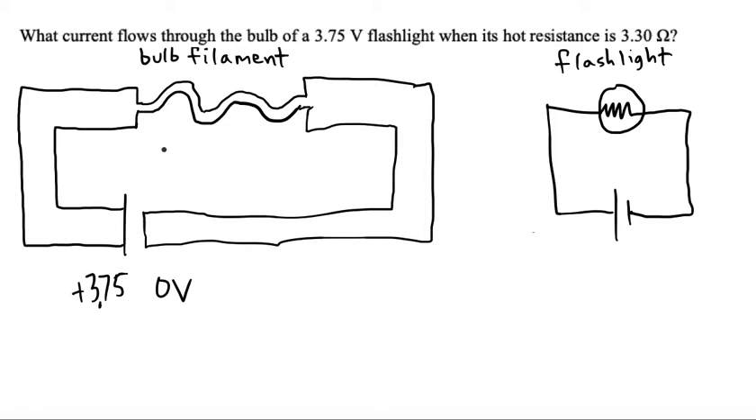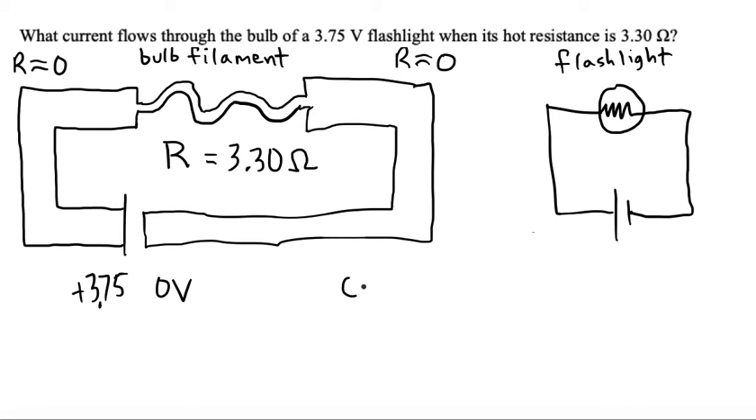Now our bulb is going to have a resistance R, and that is 3.30. The unit of resistance is Greek omega, which stands for ohms in this case. And we also want to figure that the resistance of our conducting wire is very small, approximately 0. So the main obstacle to current flow in this situation is the bulb filament.